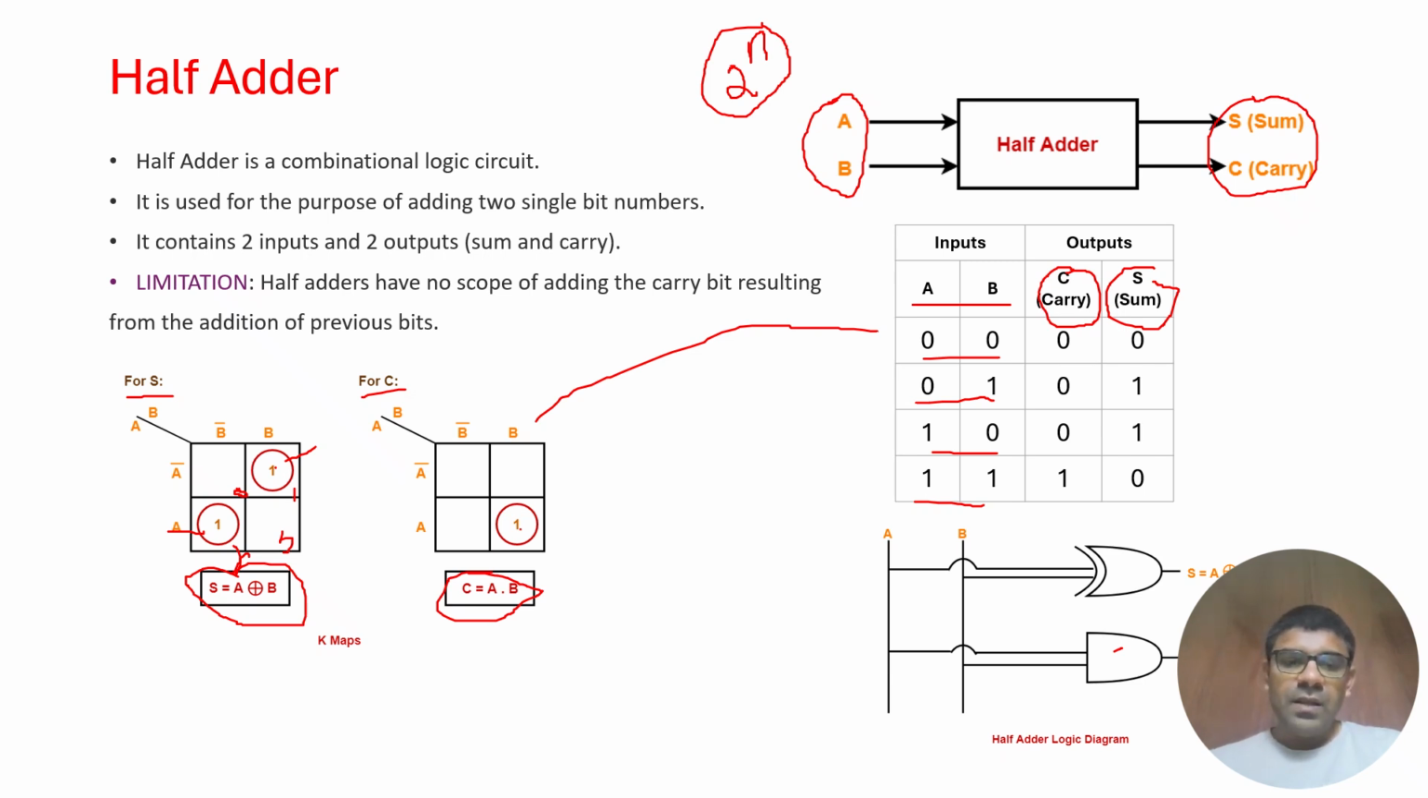Then for sum, A XOR B, so we can use the XOR gate directly here. So A XOR B should be equal to sum. So we can make a logic diagram. So this is the half adder design.